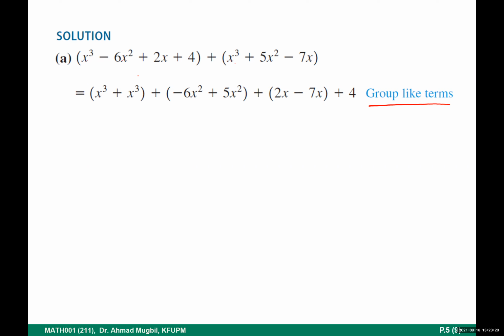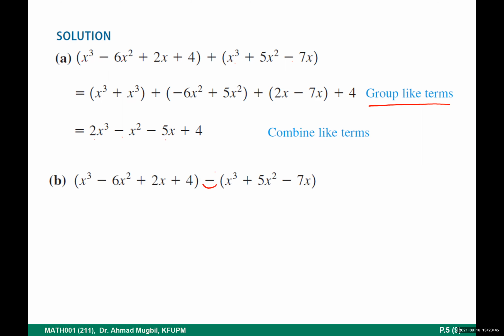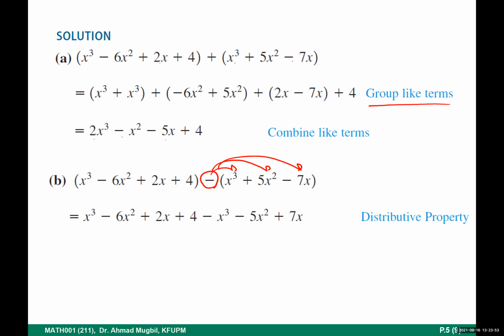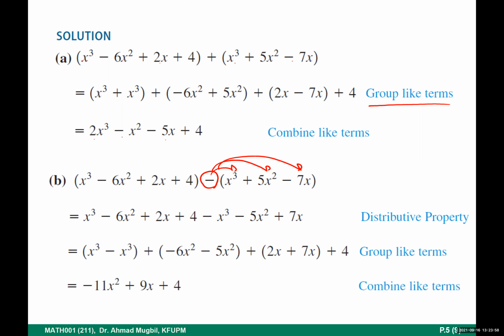But of course, you can skip this step. You can go directly to this. x squared plus x squared, it is 2x squared. Negative 6 plus 5, negative 1. 2 plus negative 7, it is negative 5. And 4 plus 0, it is 4. If you have subtraction, you have to be careful. When you have subtraction, you need to first distribute. Use the distributive property here, and then add the like terms.